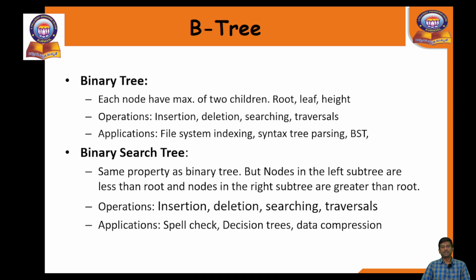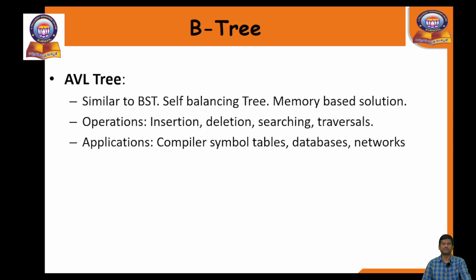Within the binary search tree, the property of the binary tree remains the same, and nodes in the left subtree are less than the root node, and nodes in the right subtree are greater than the root node. The operations involved are inserting a new node, deleting an existing node, searching for a node, and the traversals. The applications of binary search trees include spell check, decision trees, and data compression, scenarios in which the binary search tree is implemented.